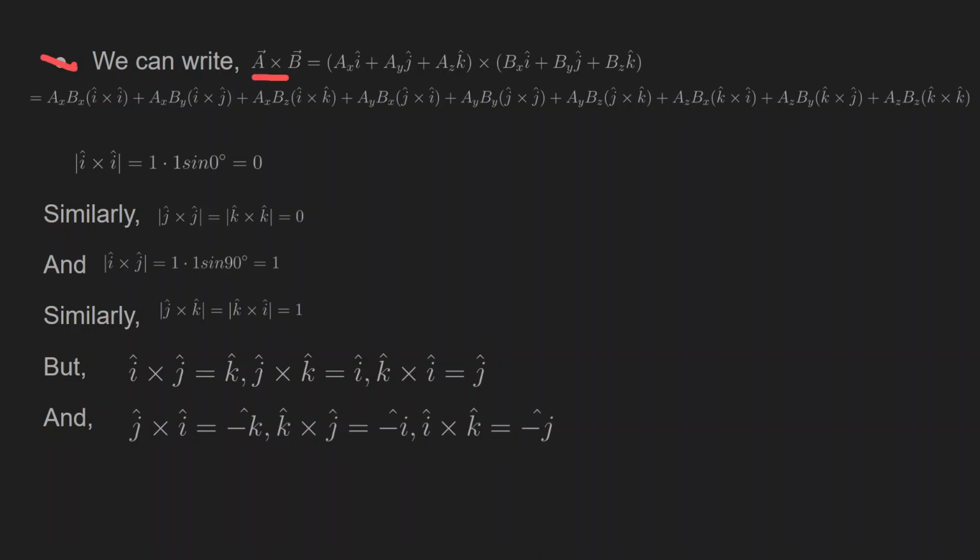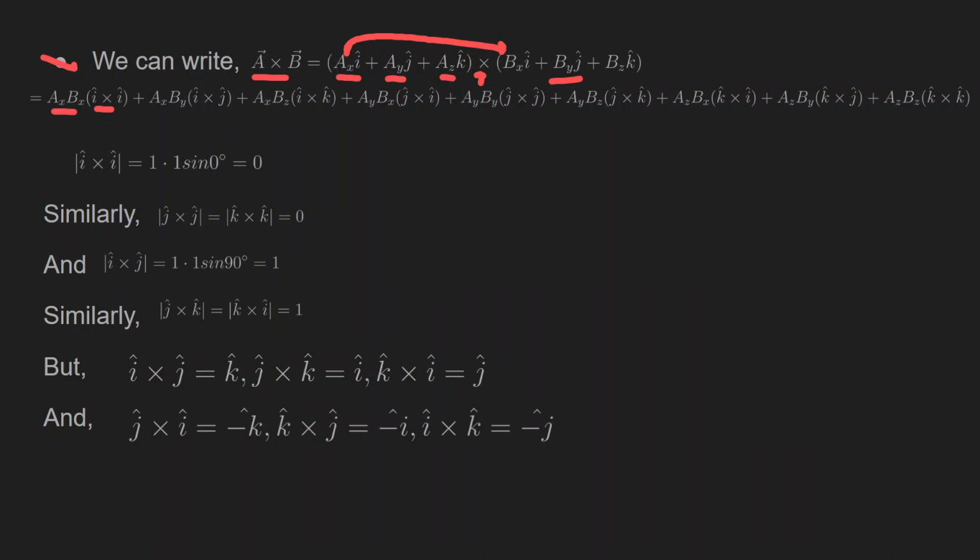Now we can write A cross B. A we can write as Ax i cap plus Ay j cap plus Az k cap, with a cross in between, and vector B as Bx i cap plus By j cap plus Bz k cap. Now I will show just a few terms. Ax multiplies this bracket, so I get Ax Bx, i cross i.